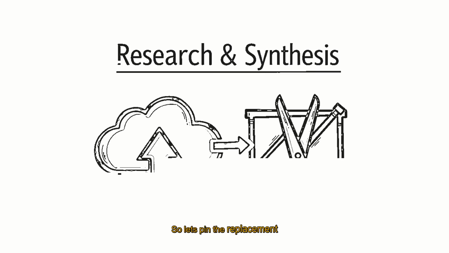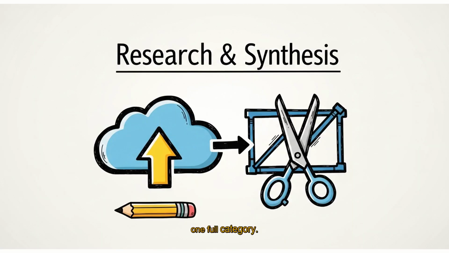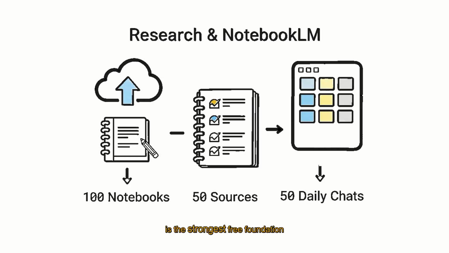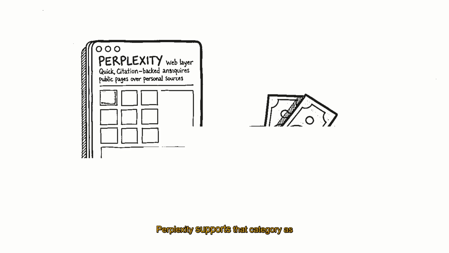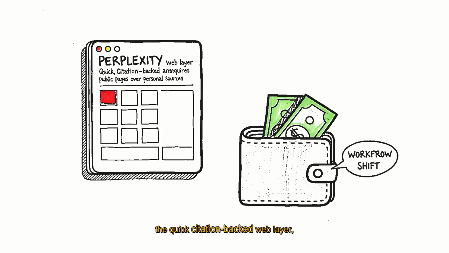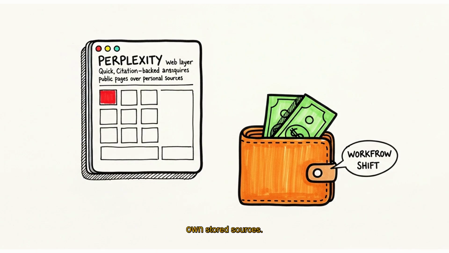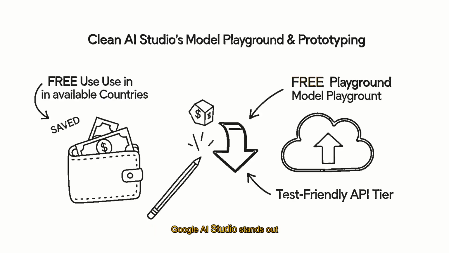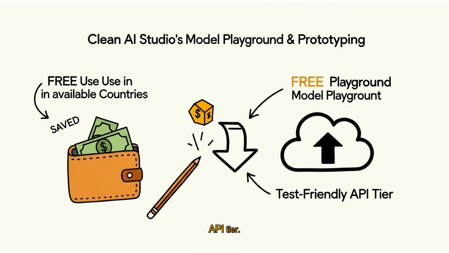So let's pin the replacement stack down more clearly, starting with research and synthesis as one full category. For research and synthesis, NotebookLM is the strongest free foundation because of 100 notebooks, 50 sources each, and 50 daily chats. Perplexity supports that category as the quick citation-backed web layer, especially when the answer needs public pages instead of your own stored sources. For model playground and prototyping, Google AI Studio stands out because of its free use in available countries and test-friendly API tier.